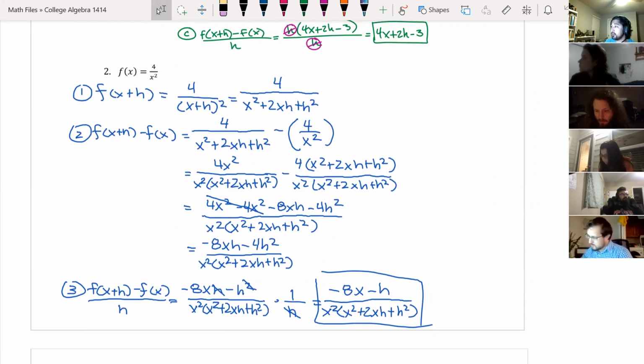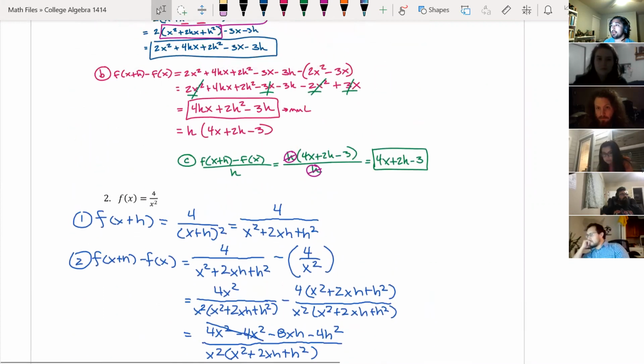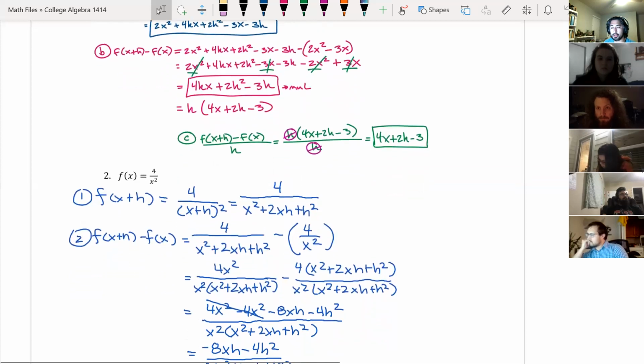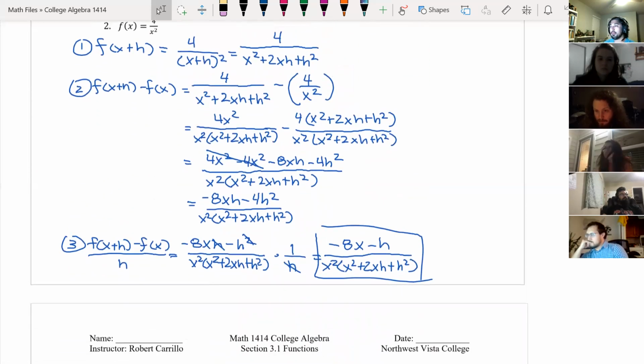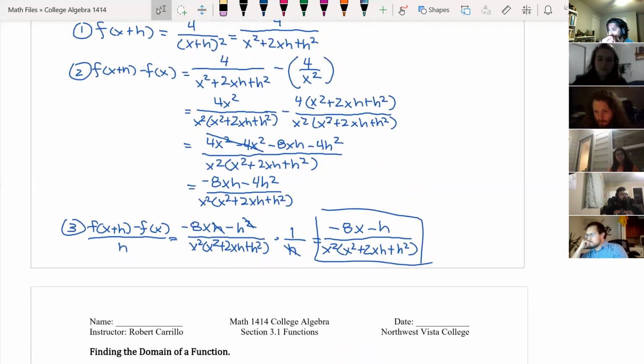Denominator. Okay, cool. So that is the difference quotient, y'all. Lots and lots of algebra. Okay. Well, if everybody's good with that, let's get into the domain of functions.